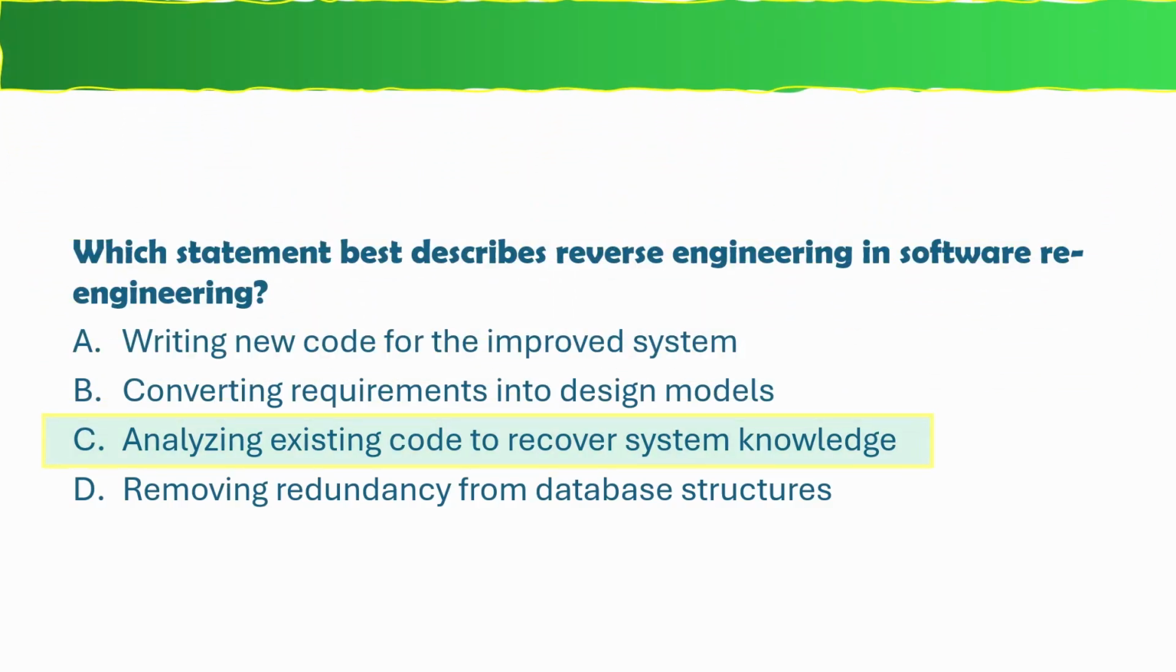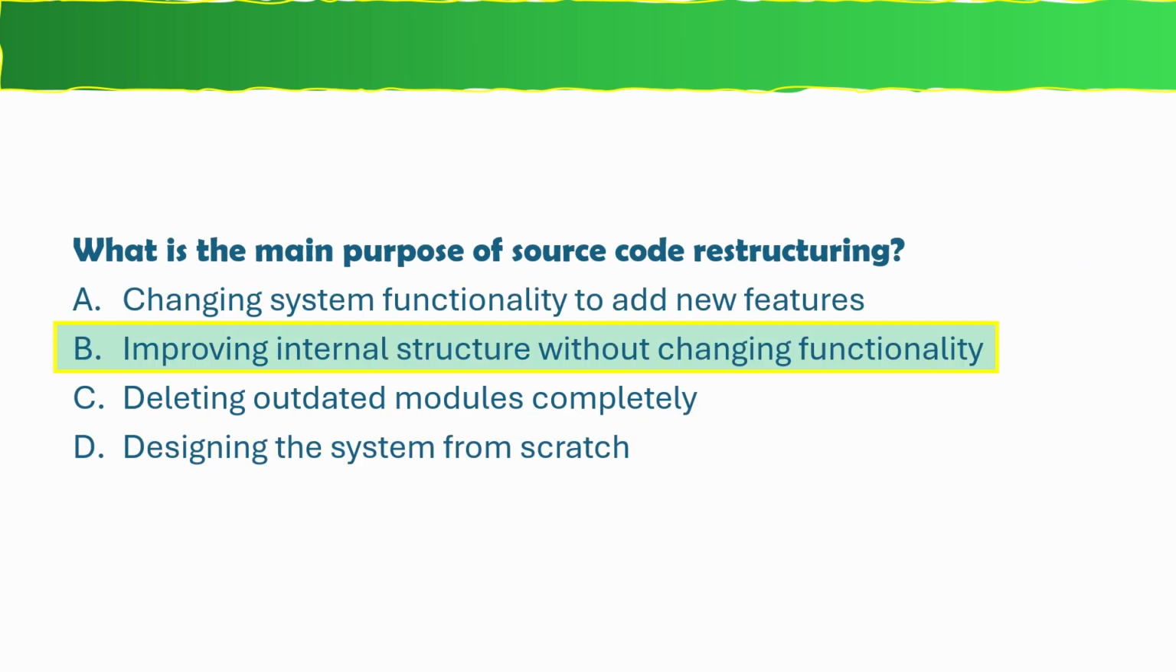Reverse engineering is the process of going from implementation back to high-level understanding. It means studying existing source code to extract the system design, architecture, requirements, and conceptual knowledge. It doesn't involve changing or improving the system. It involves only understanding it.